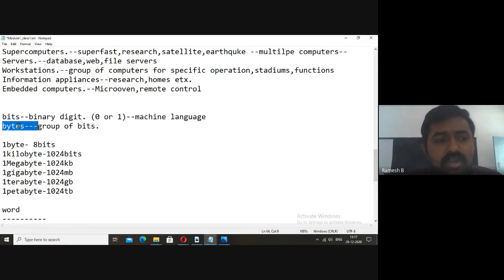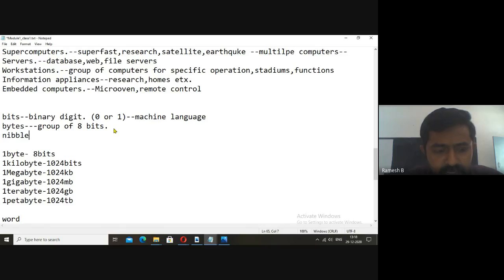When we group the bits, it is known as a byte. A group of 8 bits is known as 1 byte. Similarly, we have the nibble: 4 bits is known as 1 nibble. Similarly, 1 KB is 1024 bytes, 1 MB stands for 1024 KB, 1 gigabyte is 1024 MB, 1 terabyte is 1024 GB, and 1 petabyte is 1024 terabytes.